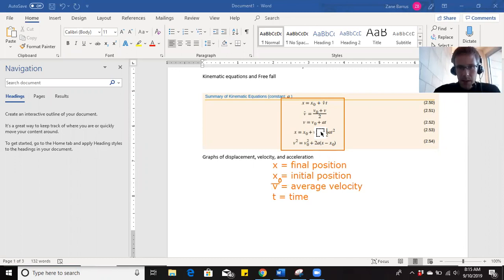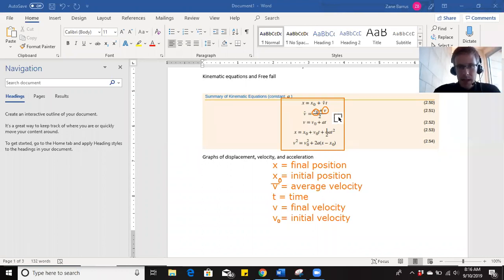All right. We keep going down the list of equations. Other variables we haven't really talked about yet. We've got plain old V. We've got V naught. So look for patterns in physics. Just like X was final position and X naught was initial position, V is going to be final velocity, and V naught is going to be initial velocity.